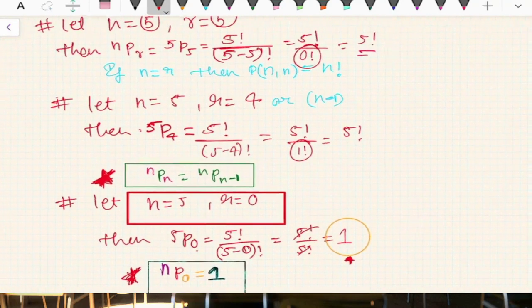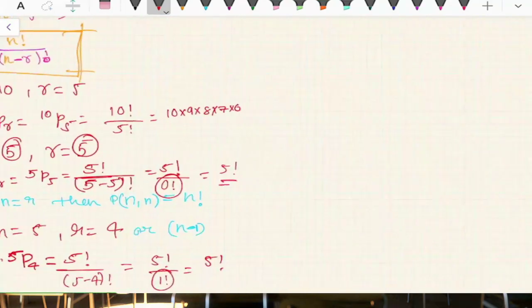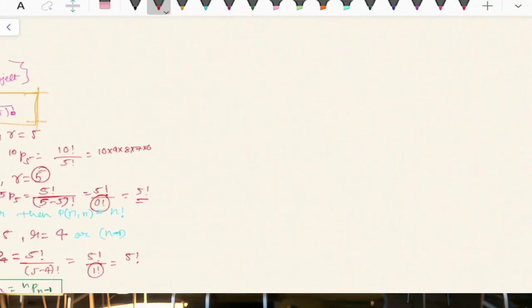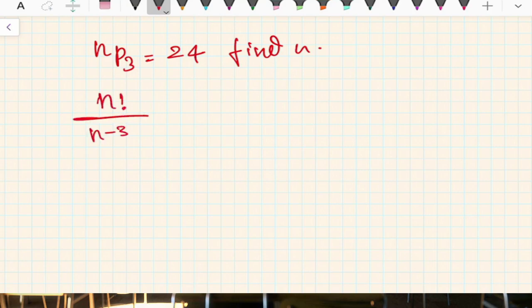Now, I'll give you some examples to work out. Let me just take it over here up. Okay. Now I need you to calculate nP3, which is equal to 24. Find n. Now how would you do that? कैसे करोगे तुम ये? It's simple. It's n factorial upon n minus 3 factorial, which is equal to 24.